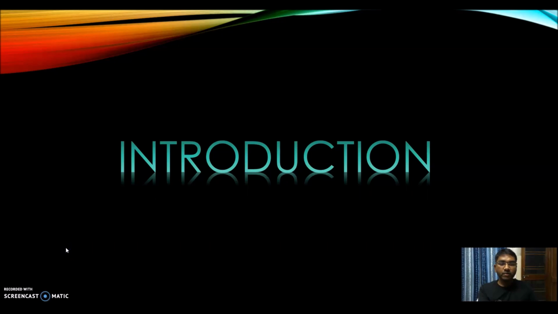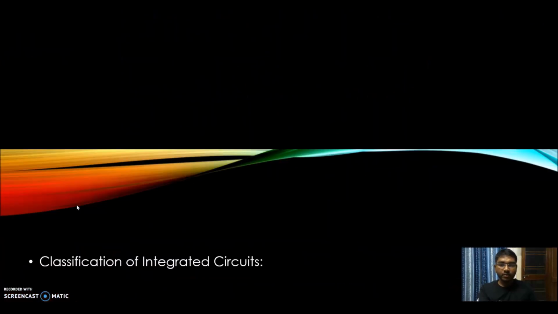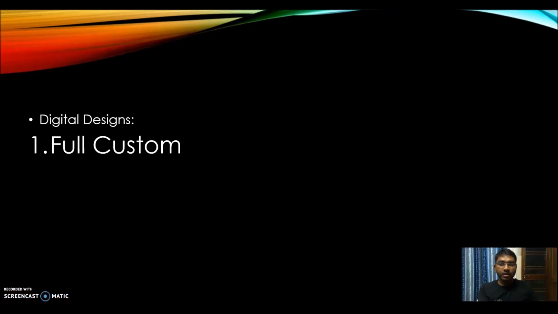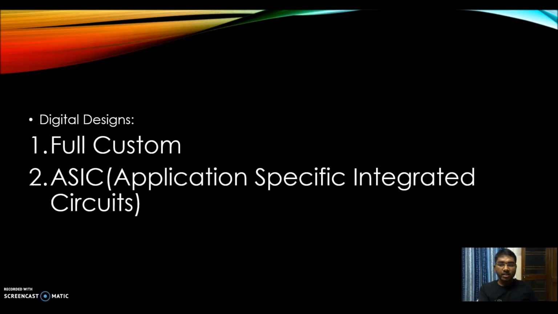Now we will see the types of integrated circuits. Integrated circuits are of analog, digital, and mixed signal type. Now simultaneously we can see the types of digital designs used in VLSI. That is, full custom, where every transistor is designed and laid out by hand. Second one is ASIC, that is application specific integrated circuits. As the name suggests, the design is synthesized automatically from a high level language description. And the last one is semi-custom, a mixture of custom and synthesized modules.